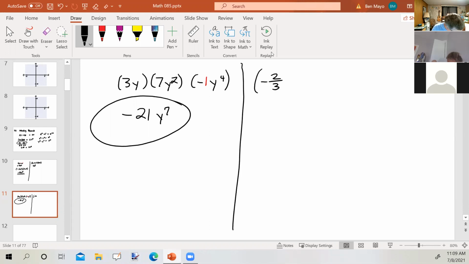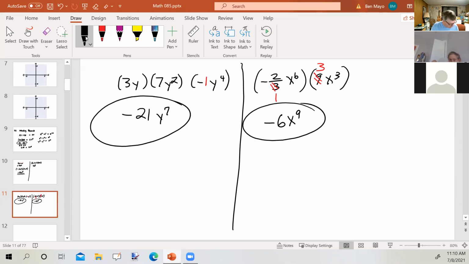Negative 2/3 x to the 6th power times 9x to the 3rd power. Multiplying the coefficients together, negative 2/3 times 9, the 9 over the 3 reduces to a 3 over a 1. So now we have negative 2 times 3, which is negative 6. X to the 6 plus 3 is 9th power. So negative 6x to the 9th power. All right.